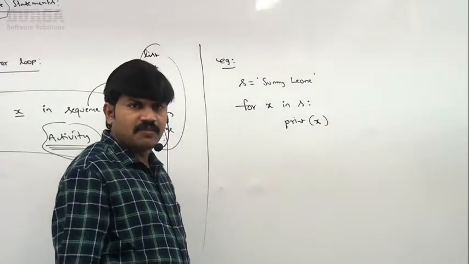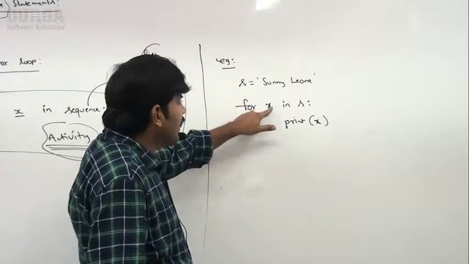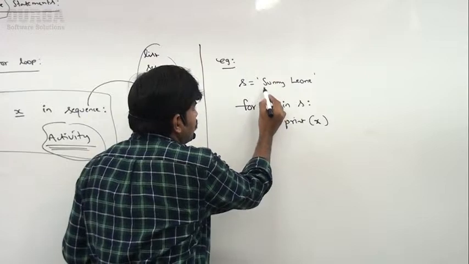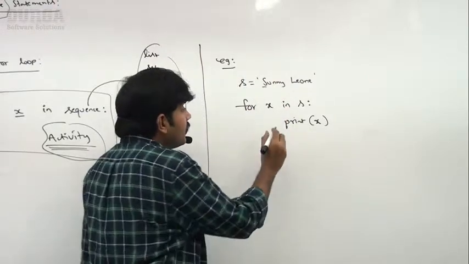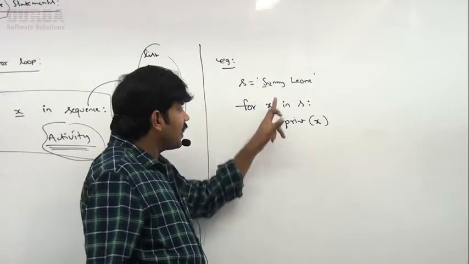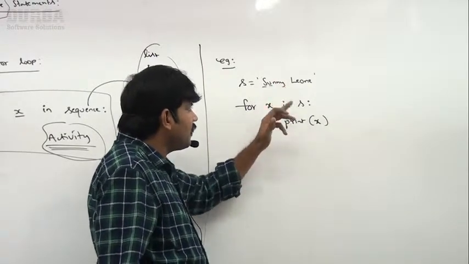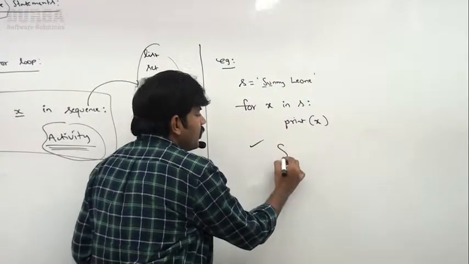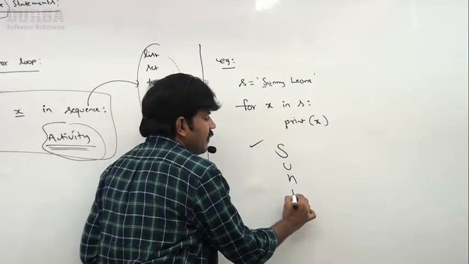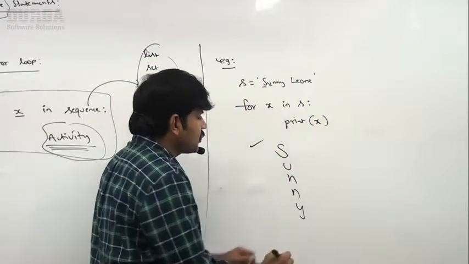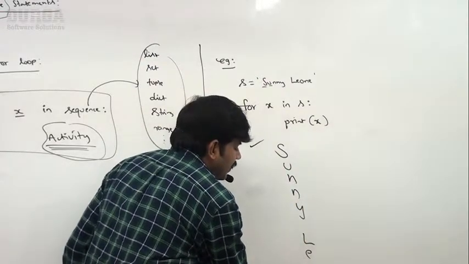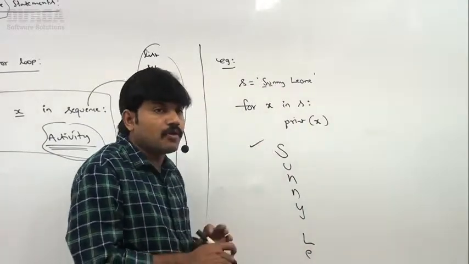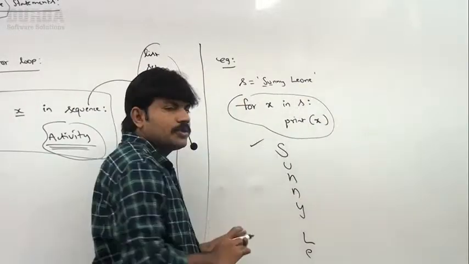The simplest example: for each element x in s, print the x value. First time x means S, next time x means u, next time n, next time n, next time y, next time space, like this. Happily we are going to get first S, second u, next n, y, then space, and then L, e, o, n, e. Are you in a position to understand? So this is how to use the for loop. Just a basic idea you should be aware of.